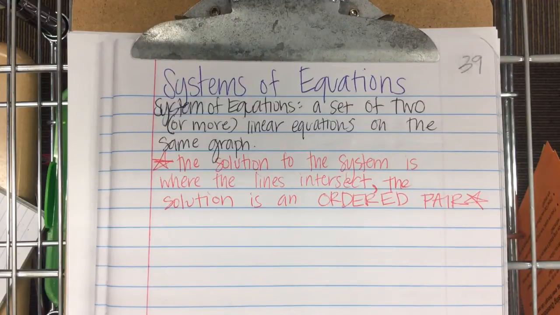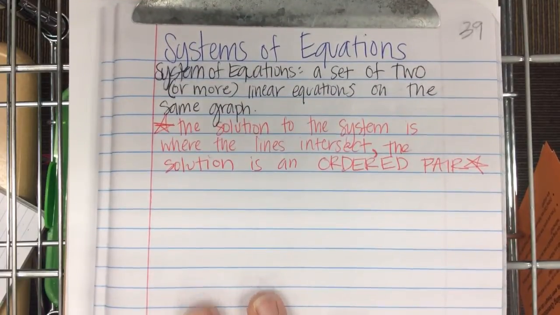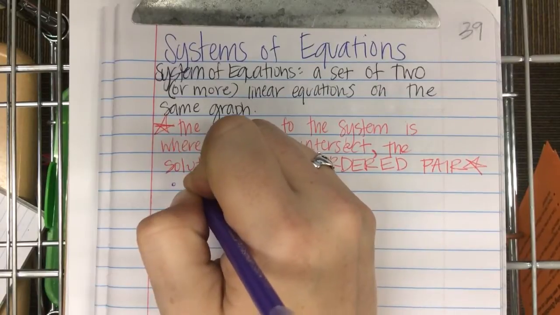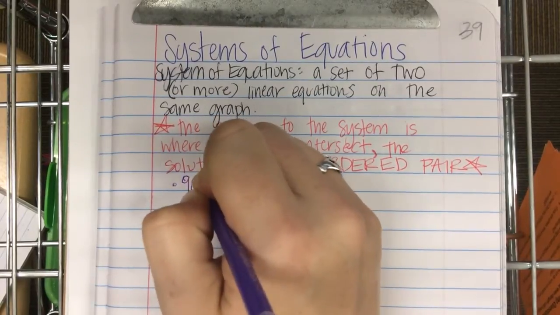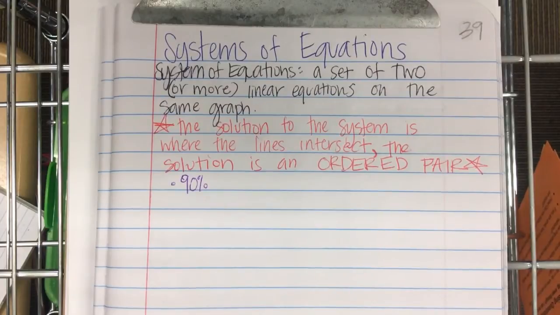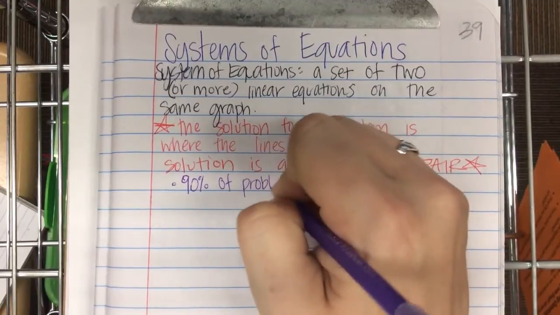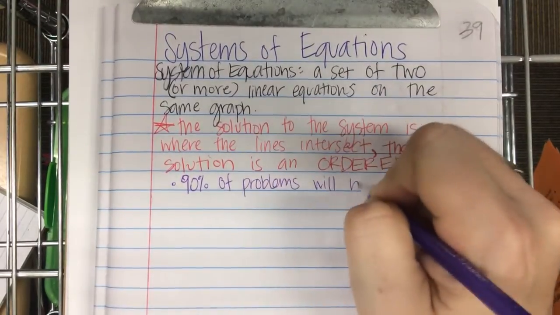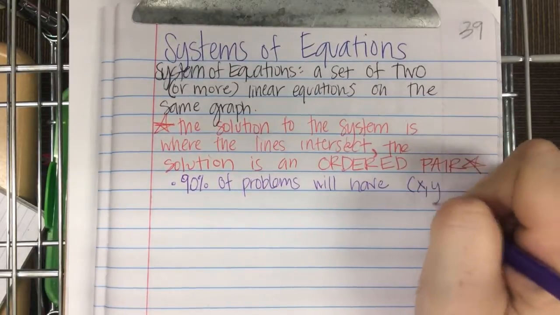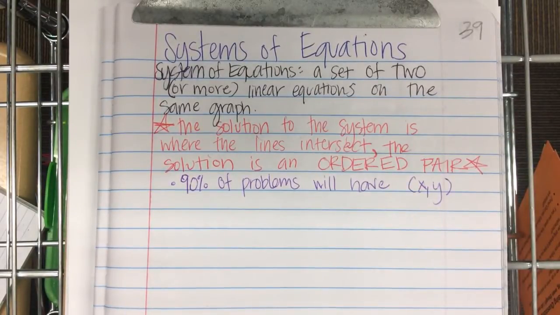In general, don't hold me to these statistics that I'm about to tell you, but in general, let's say 90% of the problems you do will have a solution. 90% of problems will have an x comma y answer. Almost every single problem, you will graph them, they will intersect, you'll have an answer. Almost every single one.